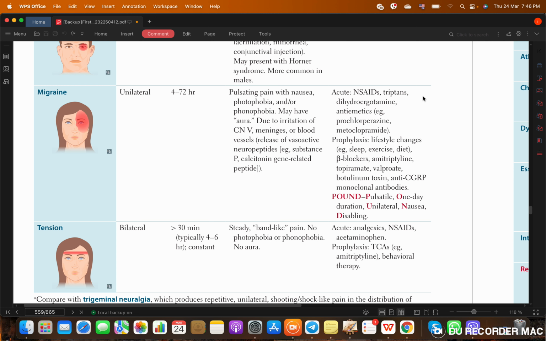Acutely, you have to give NSAIDs, triptans, dihydroergotamine and the ergotamines, and antiemetics, because the migraine makes the patient really nauseous, like a D2 receptor blocker. So for prophylaxis of this, you do lifestyle modification: sleep well, exercise, and diet, because people who have insomnia or problems sleeping are at the highest risk. A beta blocker can prevent it. Amitriptyline, or an anti-epileptic like topiramate or valproate, can protect you from that. If none of that works, you can try botulinum toxin injections.